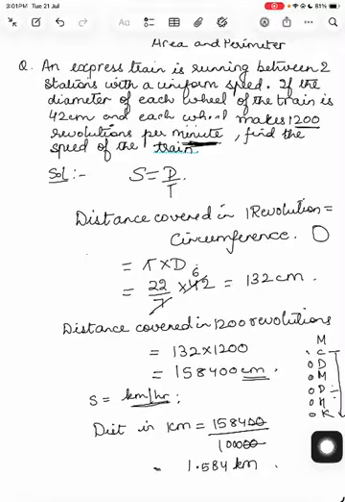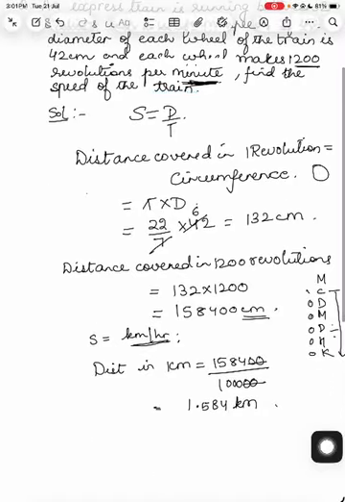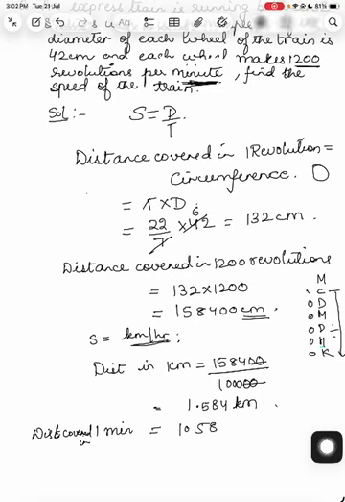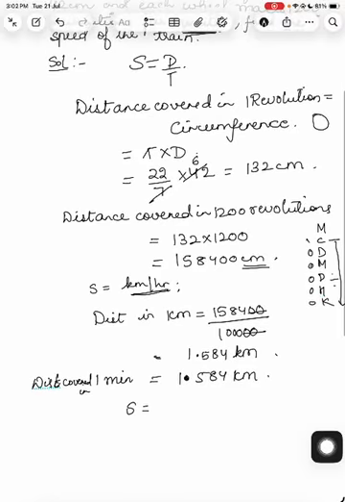Now 1200 revolutions were made per minute. So in 1 minute the distance covered is 1.584 kilometer. Okay, so now we will find speed. Speed is distance upon time. So we will change the time 1 minute into hours. When minutes change into hours, we divide by 60. So time is 1/60 hour.